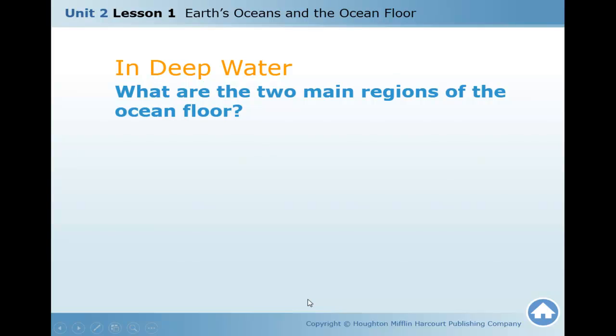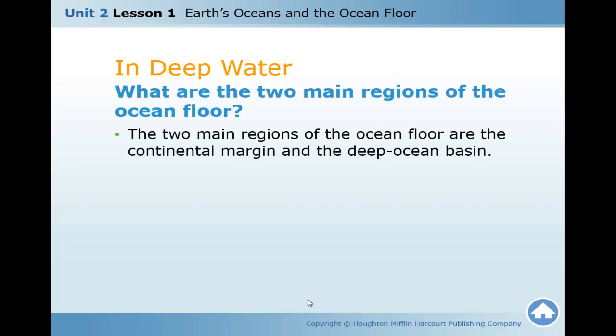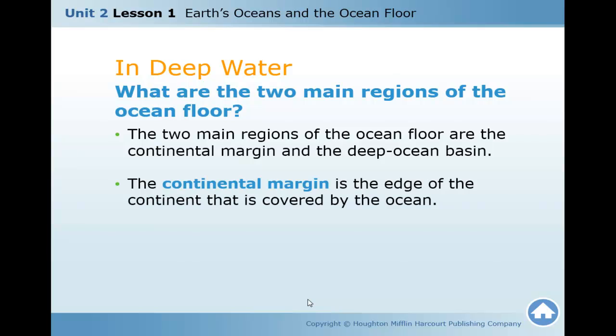What are the two main regions of the ocean floor? The two main regions of the ocean floor are the continental margin and the deep ocean basin. So we have two places on the ocean floor. The first one we call continental margin, and the other one we call deep ocean basin. The continental margin is the edge of the continent that is covered by the ocean. So it is the edge, like the boundaries.